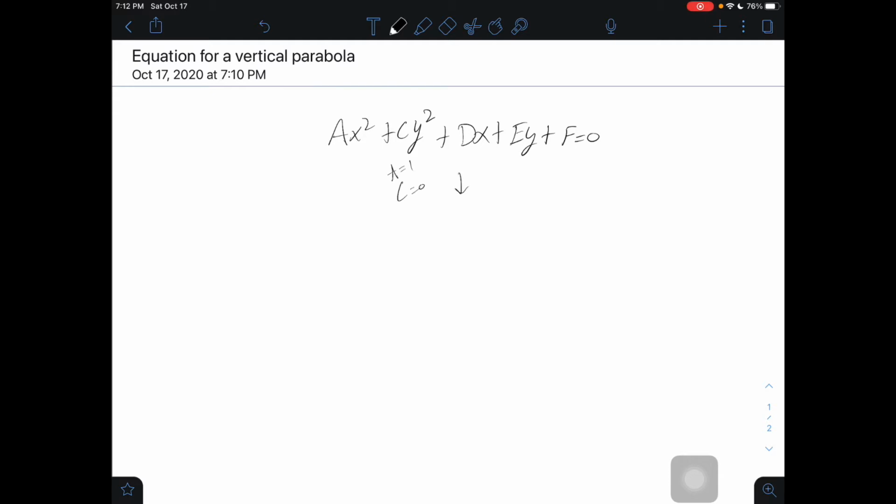So that leaves us with x squared plus cy squared. So we have c equals 0, right? And anything times 0, we know that's 0. So we're not going to have a cy squared. We're not going to have a y squared term in our final equation. So we're going to have x squared plus dx plus ey plus f all equals 0.